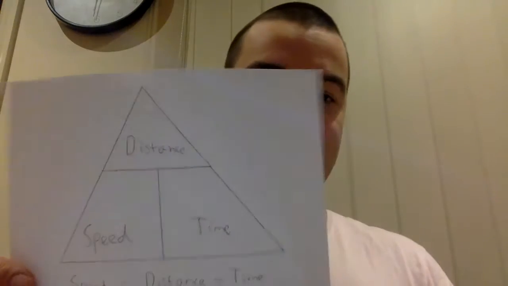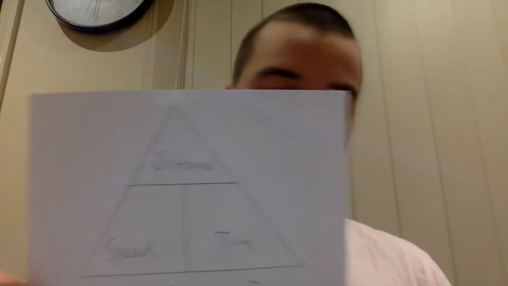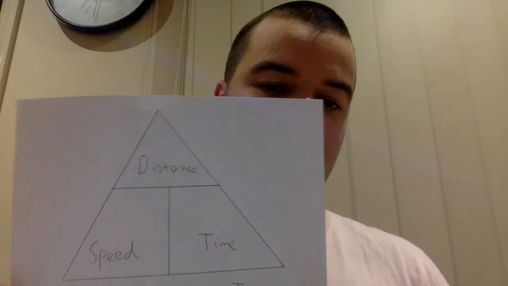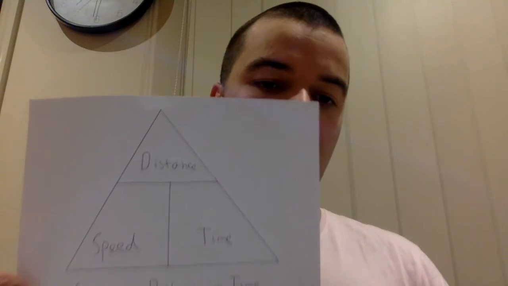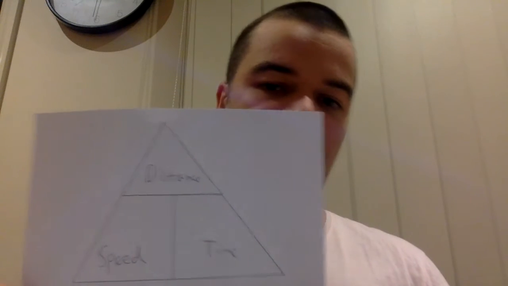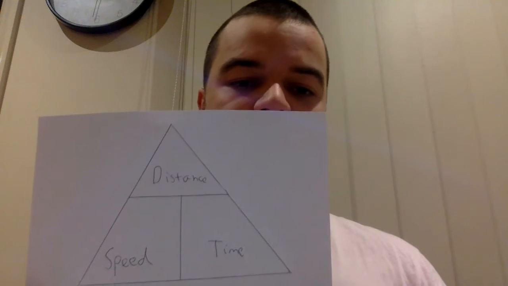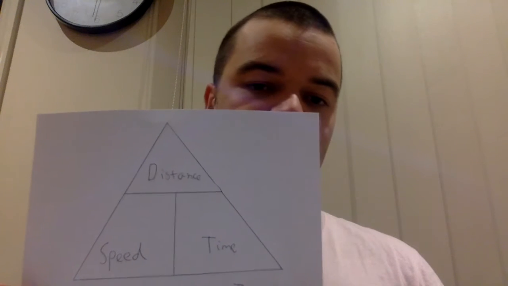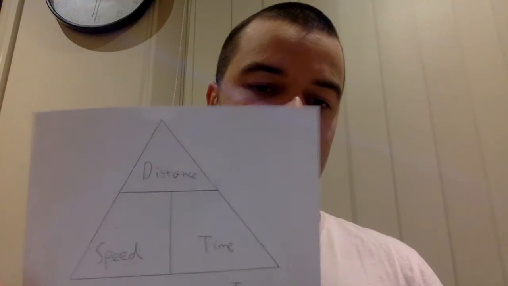Okay, so we're just going to go through a really quick overview of speed, distance, and time. So just a reminder, that is the formula triangle that we use to show the relationship between speed, distance, and time. The way we use this is by covering up whichever one we're looking for. That tells us what to do with the other two variables.